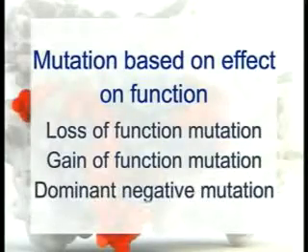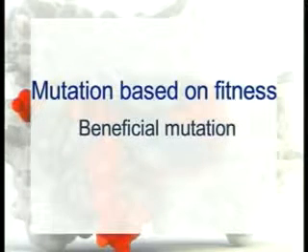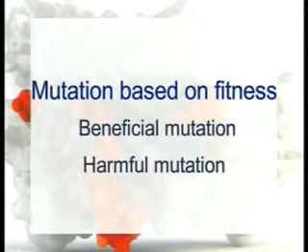Number 3, dominant negative mutation. This type of mutation leads to an altered gene product that acts antagonistically to the wild type allele. These mutations usually result in an altered molecular function and are characterized by a dominant or semi-dominant phenotype. It is also called endomorphic mutation. Mutations based on fitness are beneficial mutations and harmful mutations.